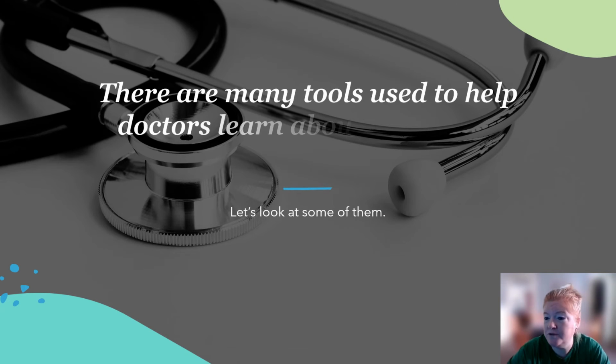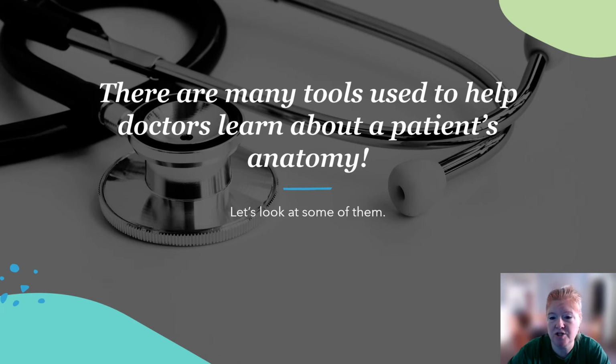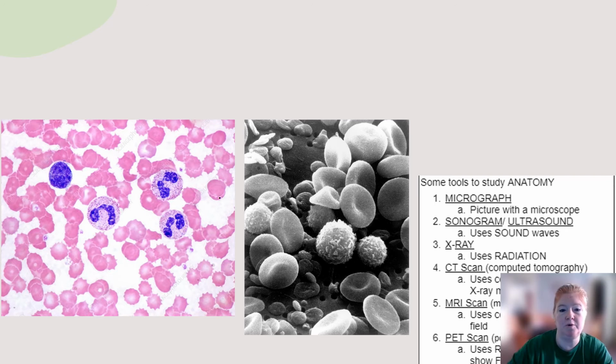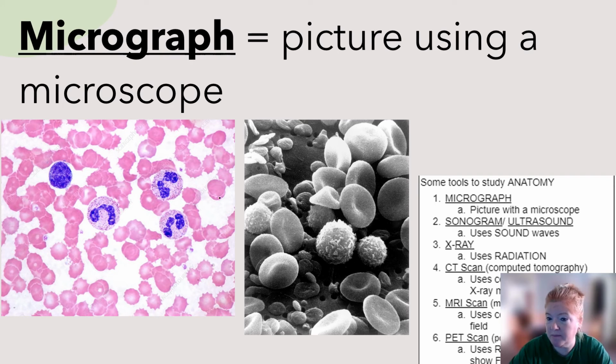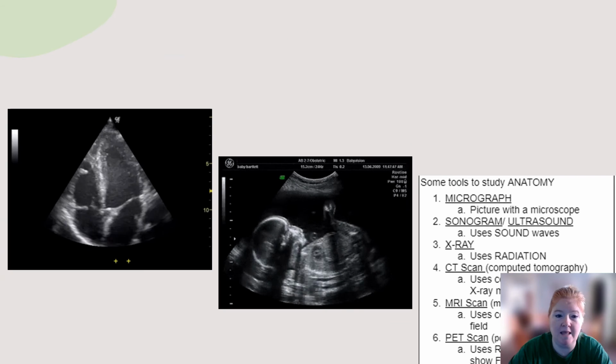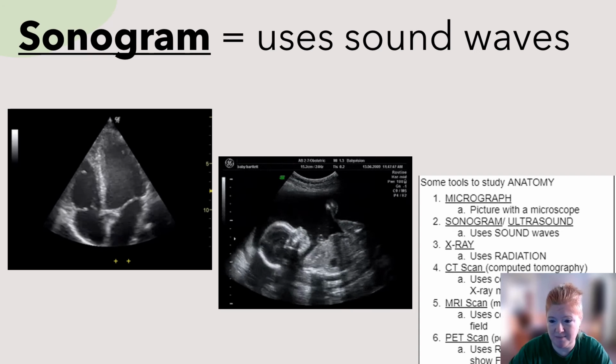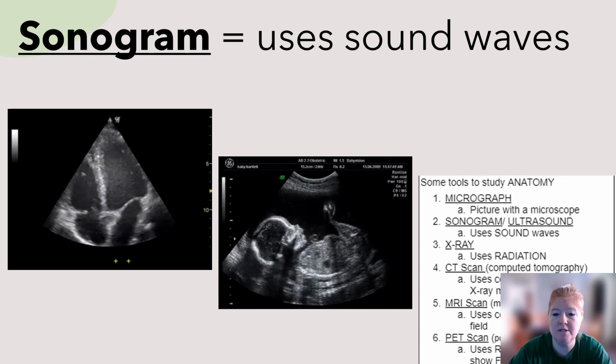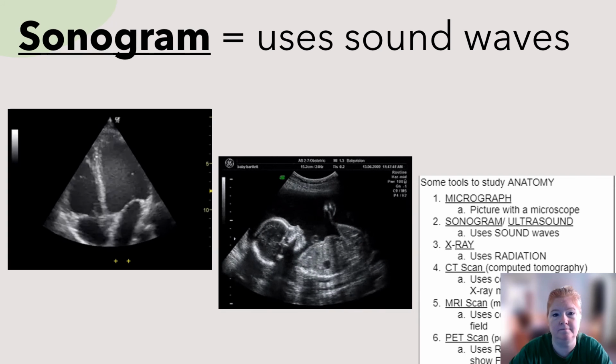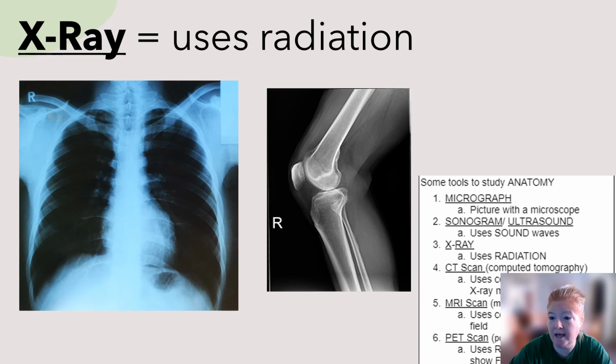And there are a lot of tools that help doctors learn about a patient's anatomy, so we're going to look at some of them. All right, so here we have a micrograph, and that's a picture using a microscope. And then we have a sonogram, also called an ultrasound, sometimes called sonography, and it uses sound waves to get a picture. And then we have X-rays. It uses radiation to get a picture.